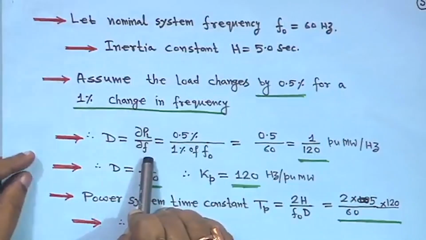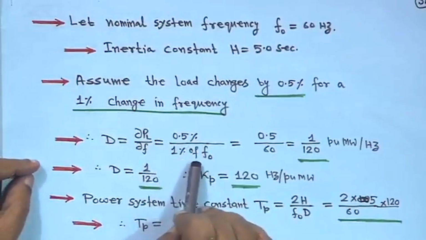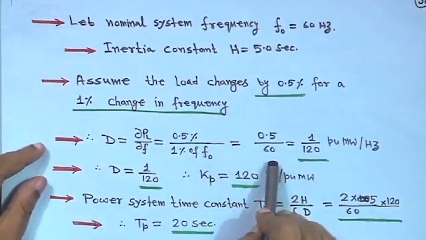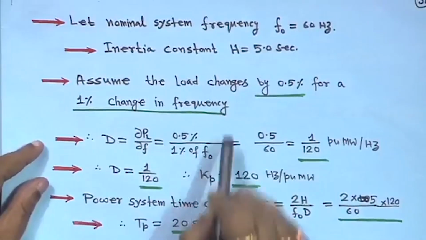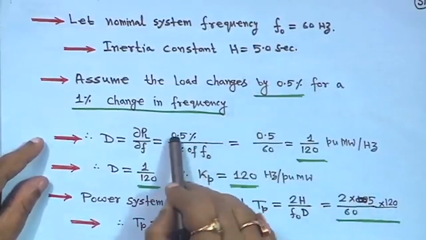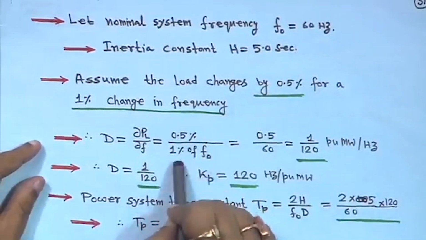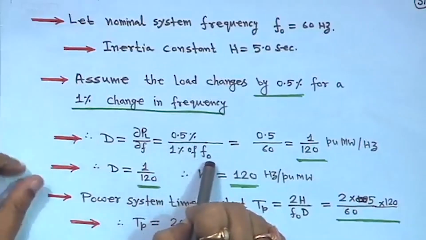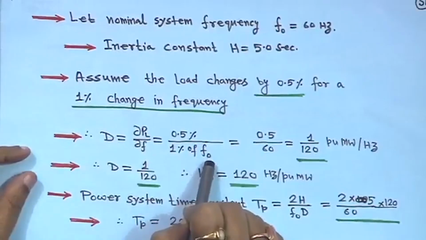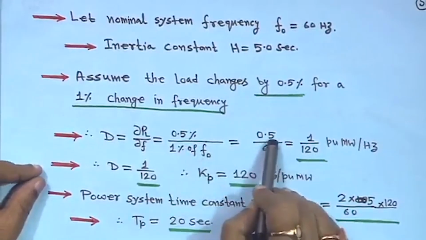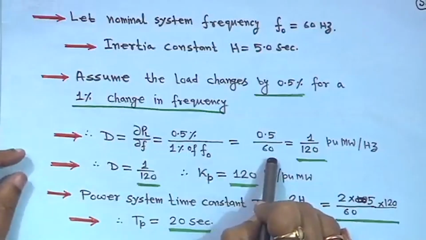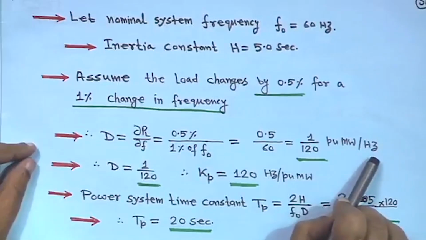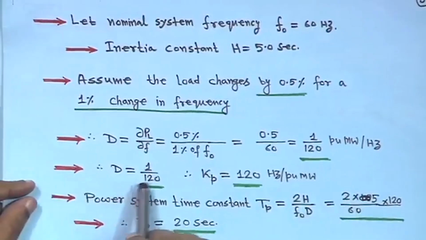delta PL upon delta F. So, 0.5% upon 1% of F0, which is equal to 0.5 upon 60, because F0 is 60 hertz. Whether you multiply by 100 or not, the percent automatically cancels. So, basically it is 0.5 and 1% of F0. Percent cancels, and ultimately it becomes 0.5 by 60. That is equal to 1 upon 120 per unit megawatt per hertz. That means D is equal to 1 upon 120.